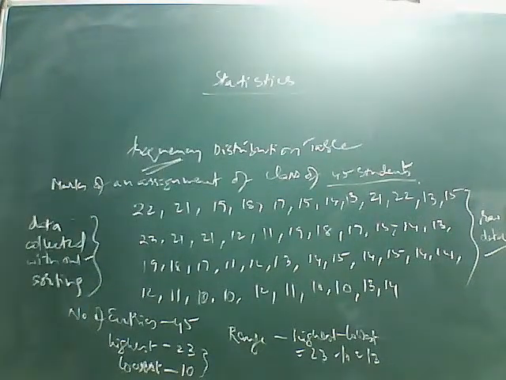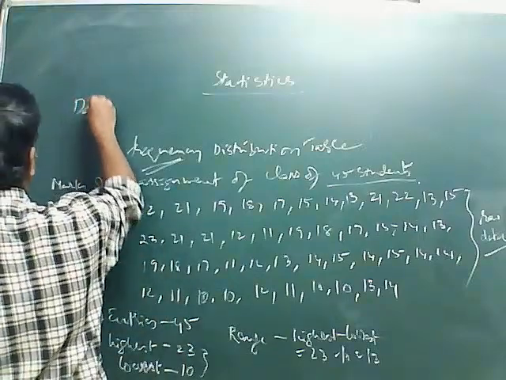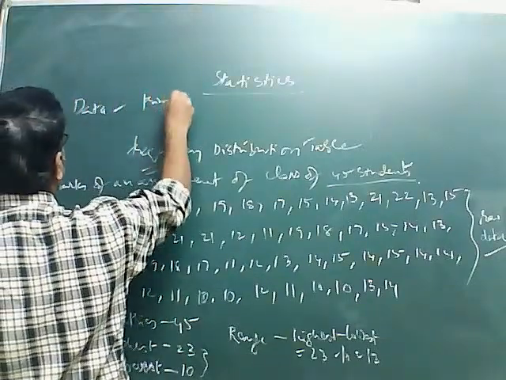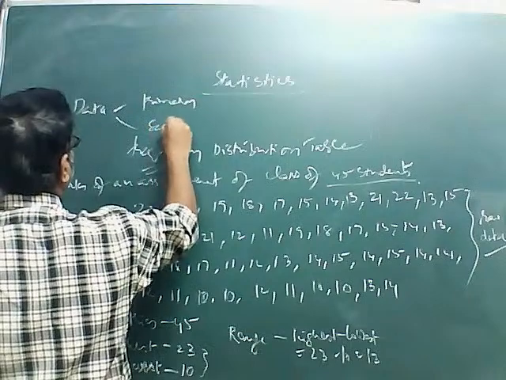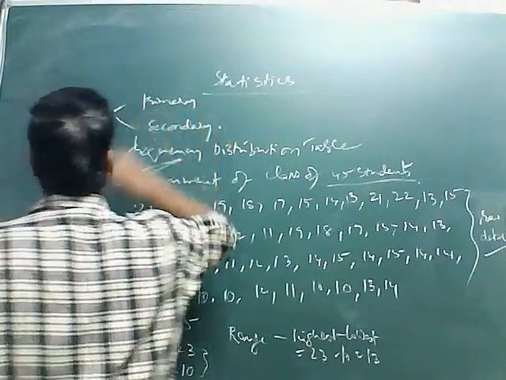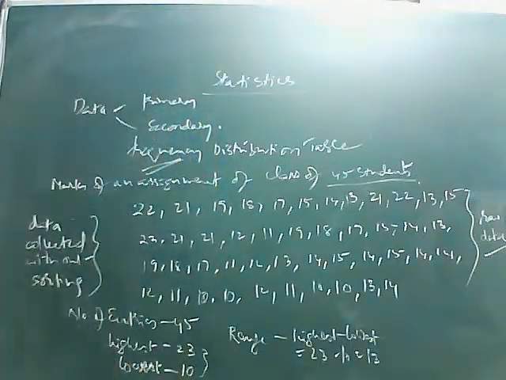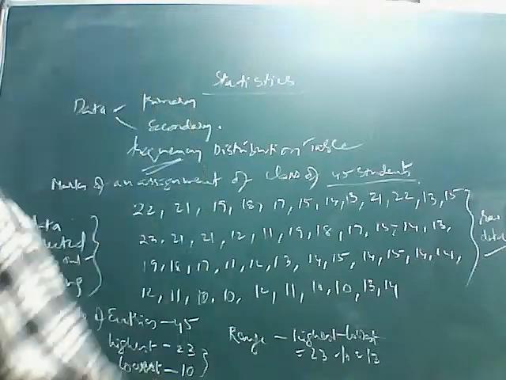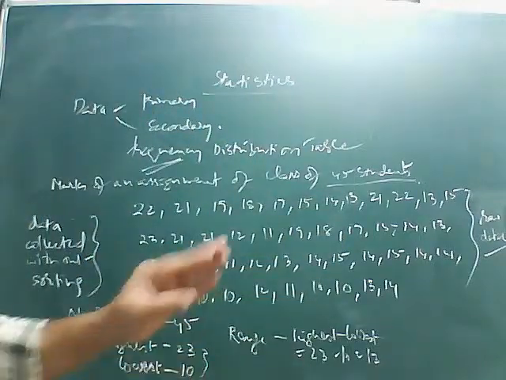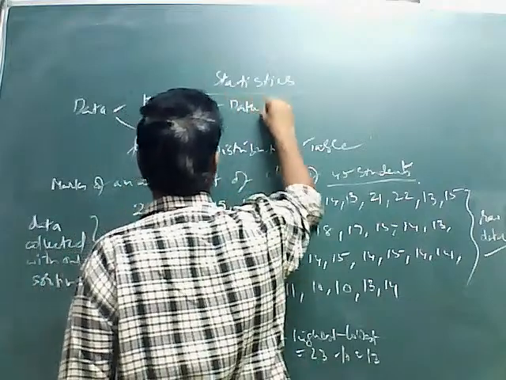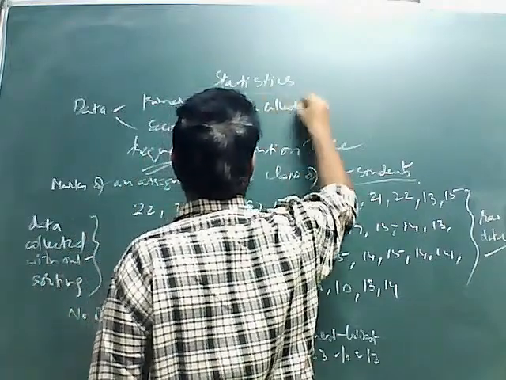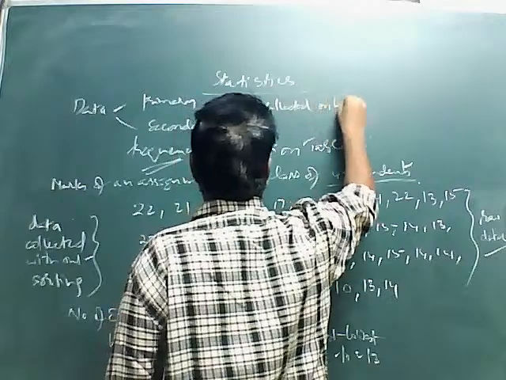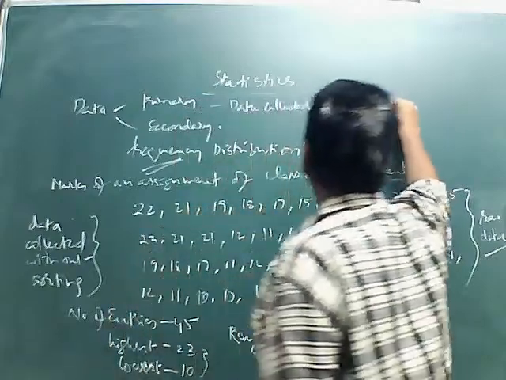Now again, data is of two types: one is primary data and the other is secondary data. What is the difference? Suppose I want to find the heights of the students. If I go to the student, take the measurement and collect it directly from the source, that is called primary data: data collected first-hand from the source directly.